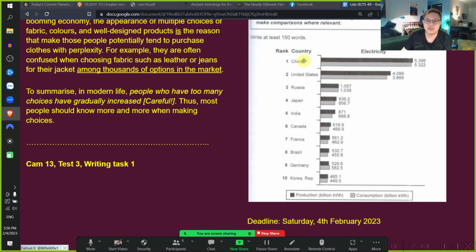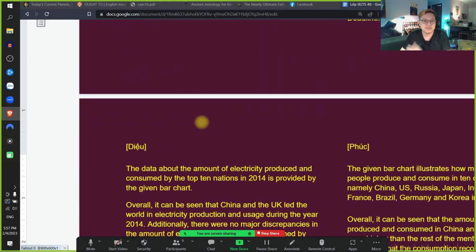Like for example, say China, it's basically, okay, let's say that they produce and consume about 1.5 times more electricity than the United States, for example. Mình có thể so sánh là ví dụ như là China sản xuất và tiêu thụ gần gấp rưỡi, 1.5 lần cái United States chẳng hạn. Something like that.